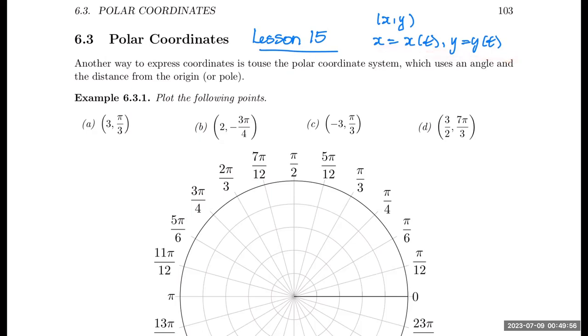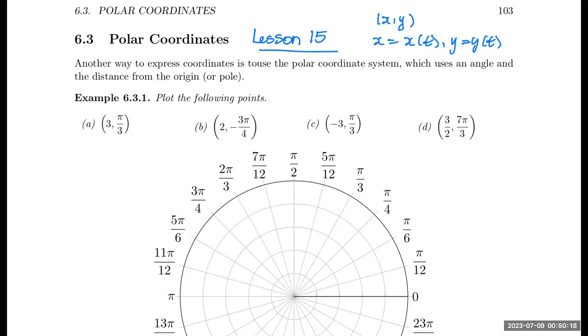We also had to look at some calculus involved with parametric equations. So we had to look at the area, the arc length, and we also had to look at the surface area as well. So in this lesson, we will be having a look at the polar coordinate section.